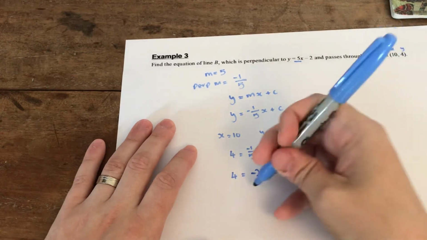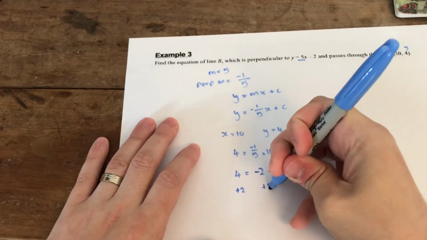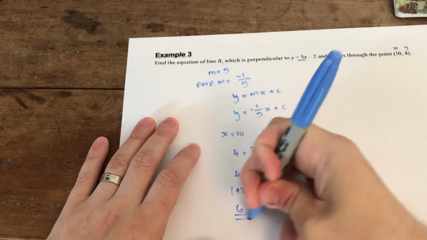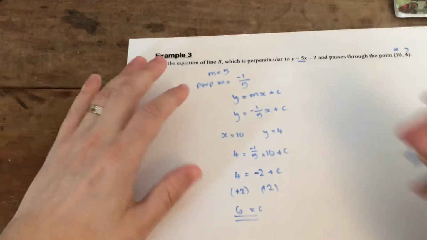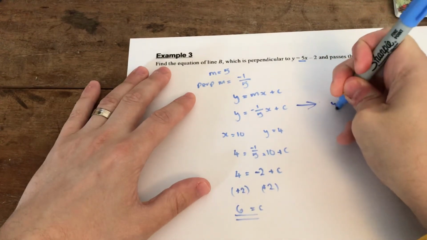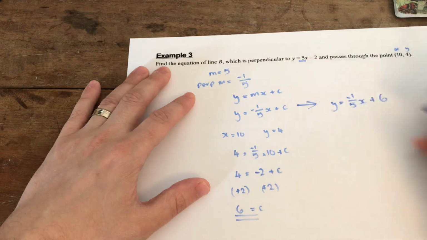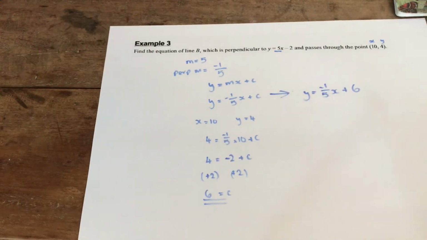And then we rearrange this to work out c, and that gives us that c = 6. What we then do is substitute this in, and we get y = -1/5 x + 6 as the equation of the perpendicular line. What I would like you to do is use this example to help you complete the questions on the second page of the knowledge organiser, and any Maths Watch work set.